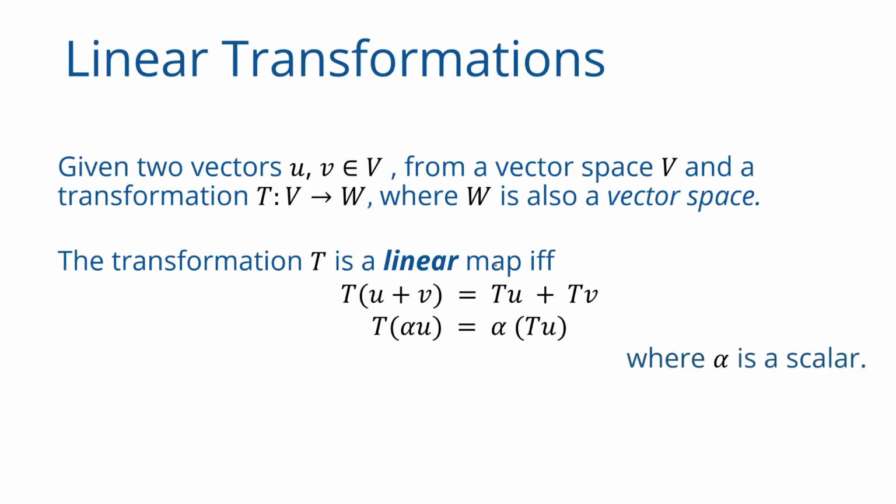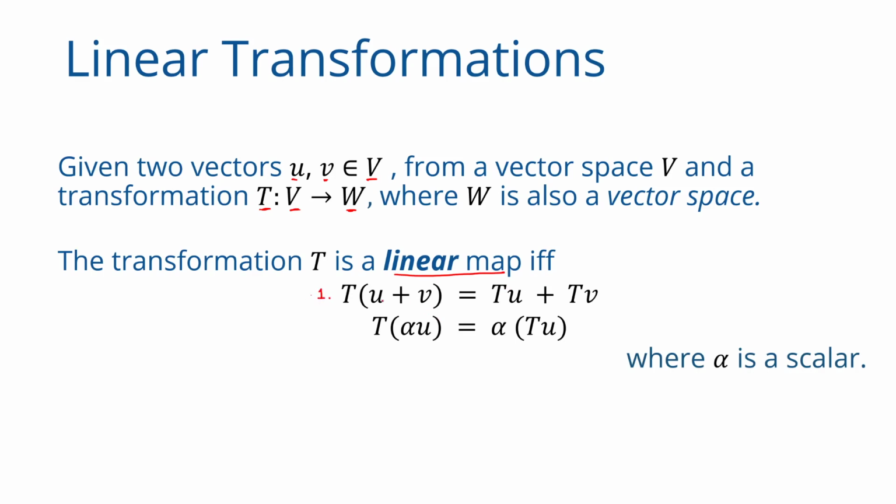However, before we go there, I want to introduce this concept of a linear transformation. So we all understand that translations are different, but let us try and understand why and what is different about them. Given two vectors u and v from a vector space capital V and a transformation T that is a mapping from a vector space V to a vector space W, this transformation T is a linear map if and only if it satisfies these two properties.